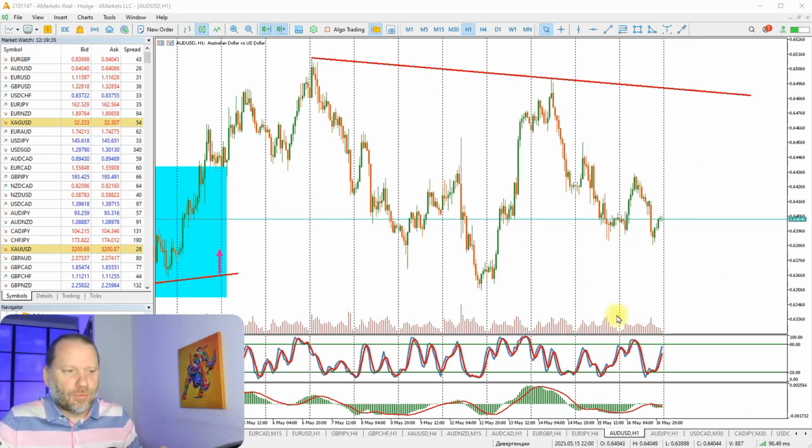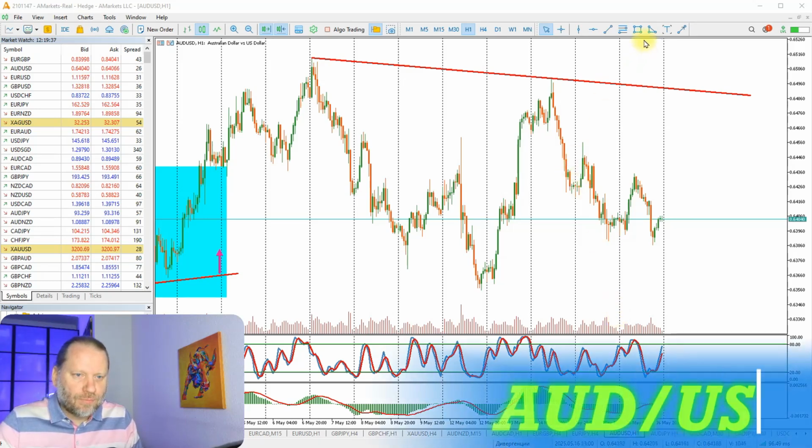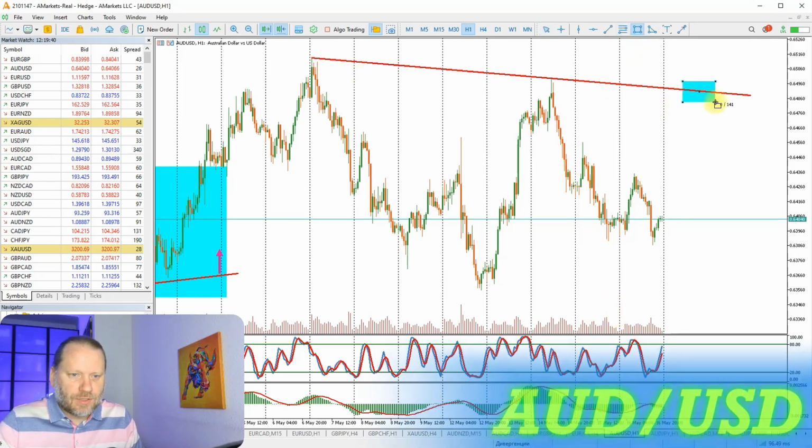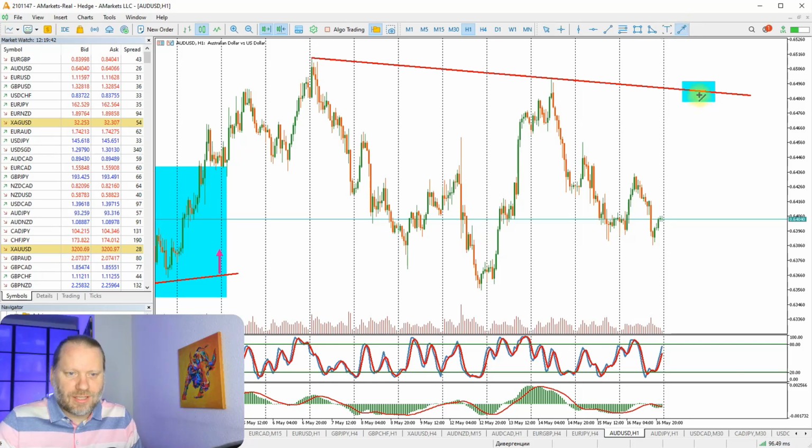And lastly, let's look at the Australian dollar-dollar currency pair. There is also a resistance line here. If the price reaches the resistance line, you can sell from it and make money on the decline. Also note that on Tuesday, we are waiting for the news on the Australian Central Bank. If they cut the rate, the Australian dollar is likely to decline when the news comes out.